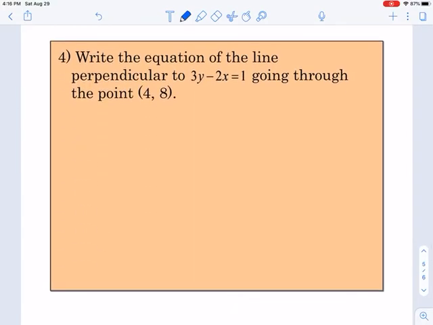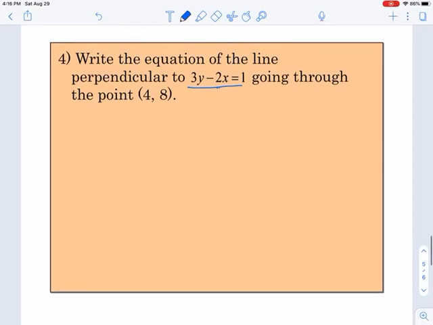Okay, for number 4, we want to write the equation of the line that's perpendicular to 3y minus 2x equals 1 and going through the point 4, 8. So again, they're giving me this first equation here so that I can figure out what the slope is, because that's the piece of information that I'm missing. So the first thing that I need to do is figure out what the slope of this line is. It is not negative 2. I can't pull off the negative 2 right now because that is not in slope-intercept form. The y is not by itself.